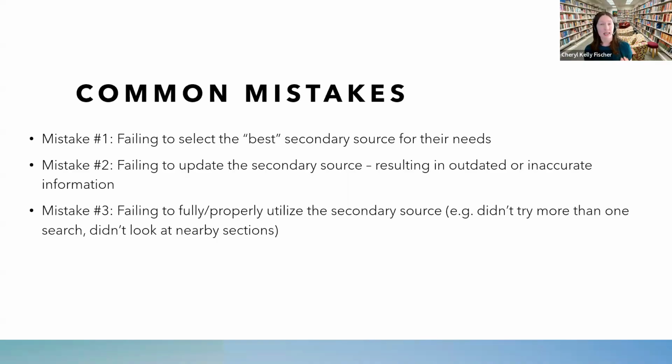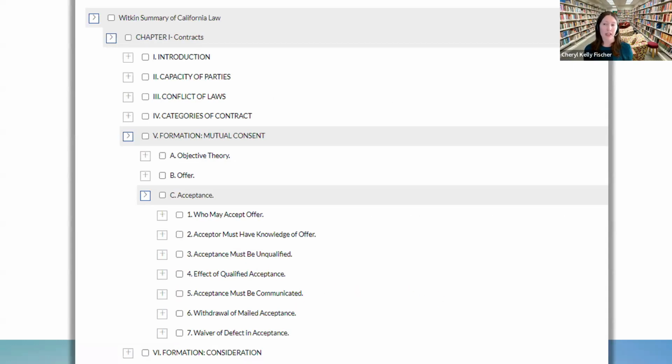And once you're using a secondary source like Witkin, you need to make sure that you don't just stop with one search. Also, you want to make sure that you notice the table of contents and you look at nearby sections. Here, for example, if you were looking into acceptance for a contract, you would see information in all of these sections that could be helpful to you. So instead of just stopping at who may accept offer, take advantage of the table of contents to look at the nearby sections and read those too.